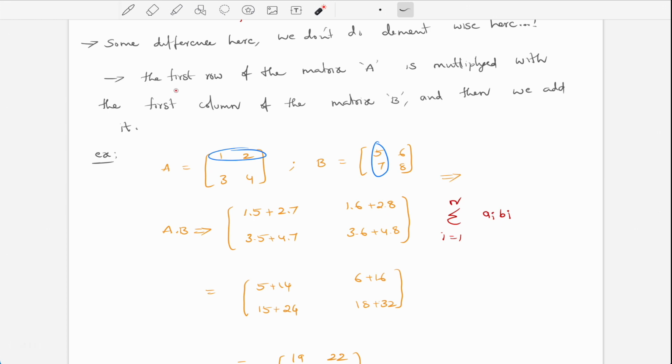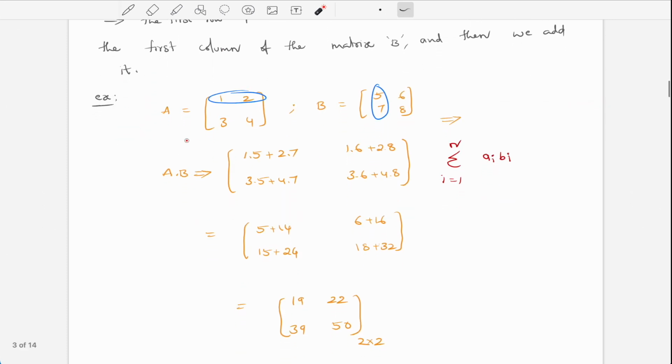I'll give you a good example. The first row of matrix A is multiplied with the first column of matrix B. I just highlighted it in blue color like this. So these two are multiplied and added, not element-wise. We are taking the first row and the first column, and we simply multiply them and add the results. I hope you get it.